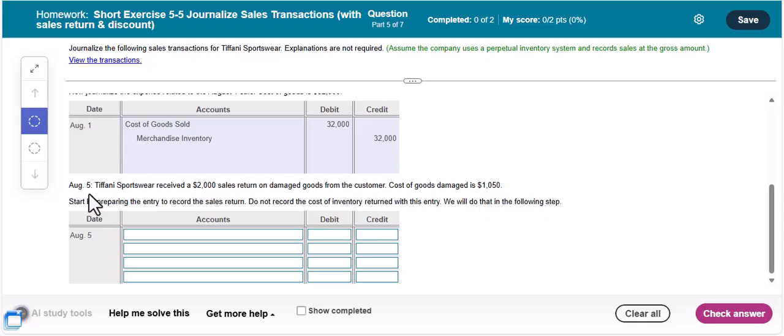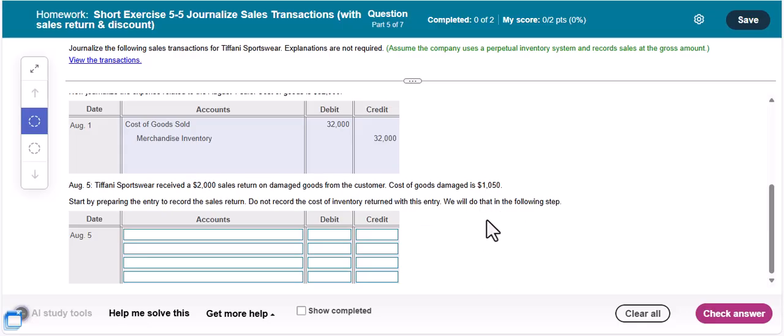All right, so now on August 5th, Tiffany Sportswear received a $2,000 sales return on damaged goods from the customer. Cost of goods damaged is $1,050. Start by preparing the entry to record the sales return. Do not record the cost of inventory return with this entry. We will do that in the following step.